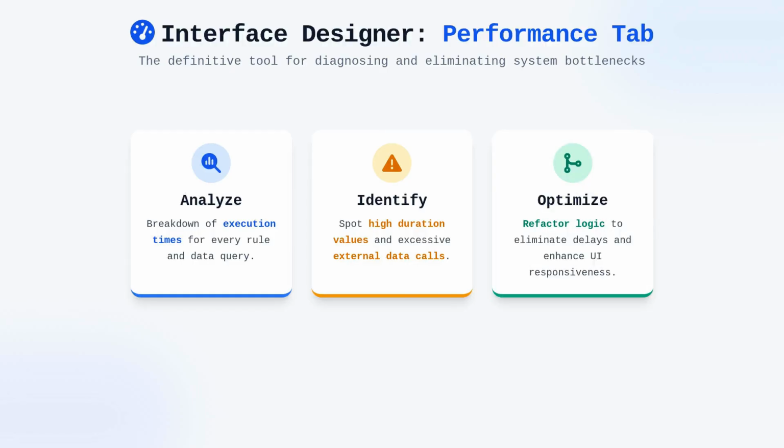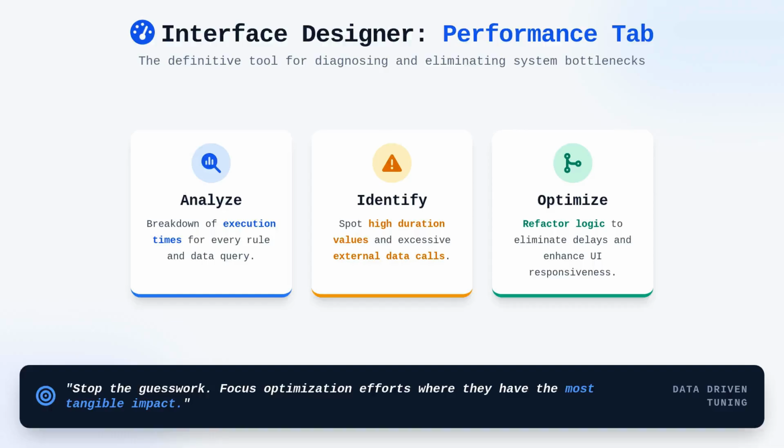You should also pay attention to the number of calls being made to external data sources. Each query adds an overhead, and chaining too many calls creates a cumulative delay that impacts overall UI responsiveness. Using the Performance tab allows you to move away from guesswork and focus your optimization efforts where they have the most tangible impact.